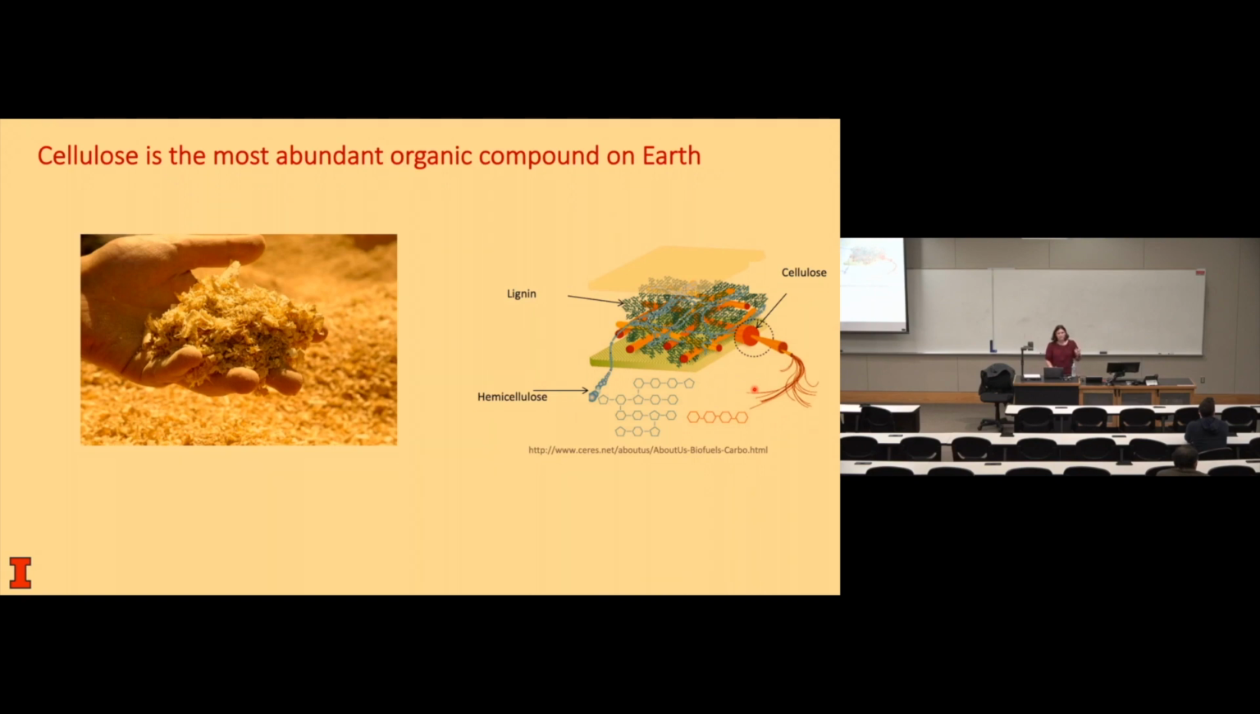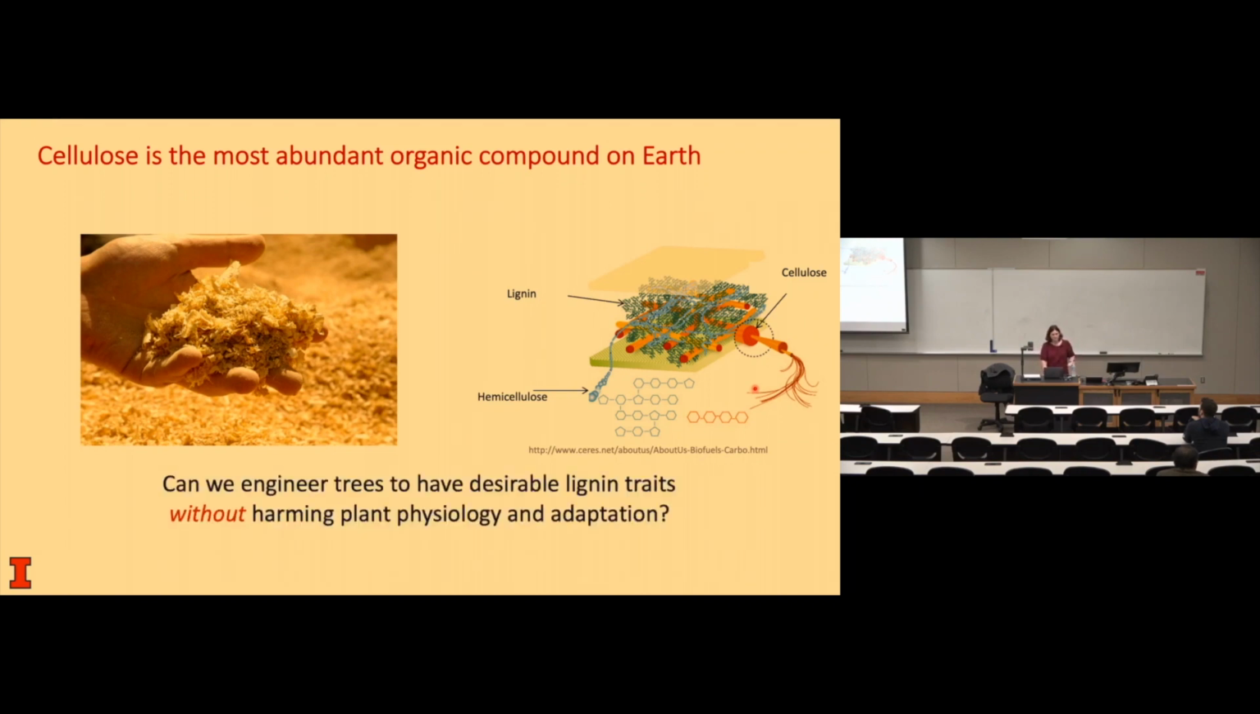But lignin does have an important role in plants. It helps give them their structure. It helps to conduct water throughout the plant, and it also acts as a barrier to pests and pathogens. So you don't just want to completely remove lignin from the system. And so the question is, can we engineer trees to have more desirable lignin traits to make that extraction of the cellulose easier without harming the physiology or adaptation of the tree itself?